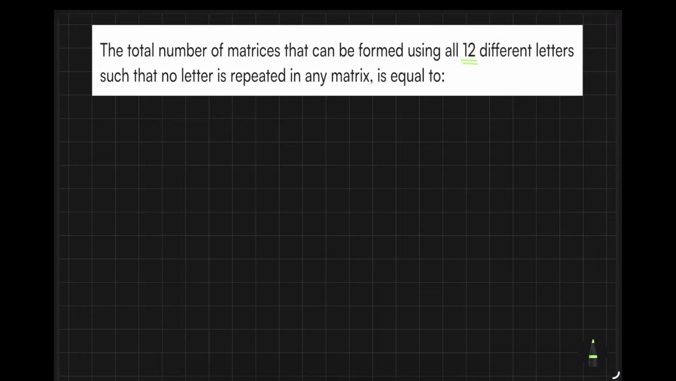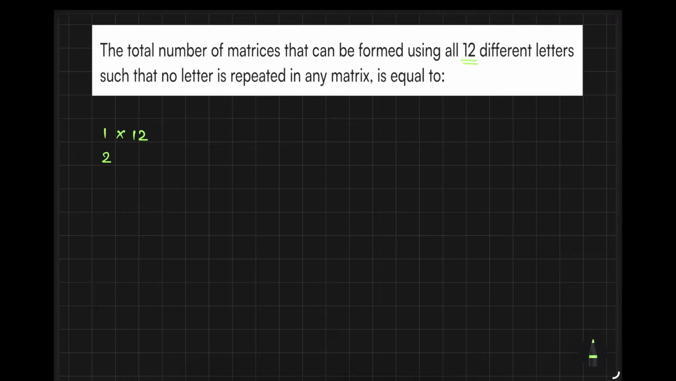Now look at this. You know that there are 12 elements. So first you should decide the number of orders that are possible by using 12 elements. Can I say we can go with 1 cross 12? This matrix is possible, meaning the row will be 1 and the count of columns will be 12. Okay, so this is possible.